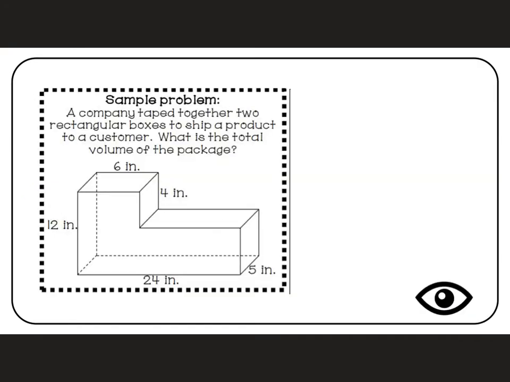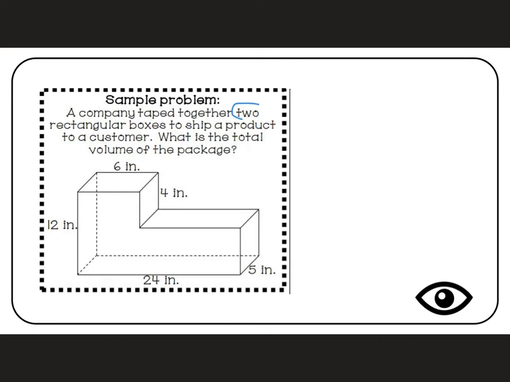All right, fifth graders, today we're talking about composite shapes. We've talked about composite shapes when we talked about area and perimeter. Today we're going to be finding the volume of composite shapes. In this example, it says, a toy company taped together 2 rectangular boxes to ship a product to a customer. What is the total volume of the package?